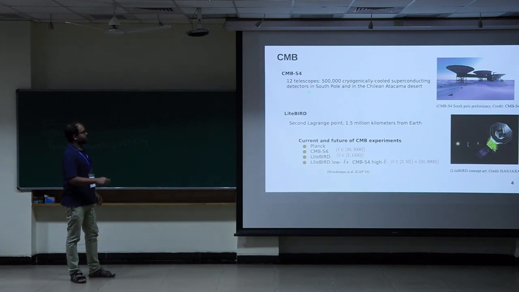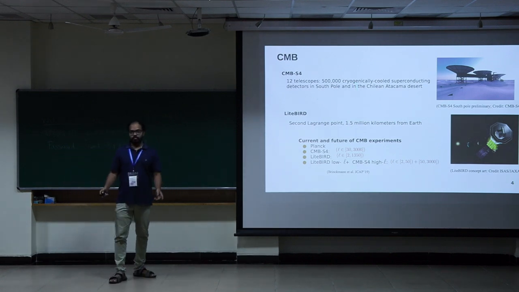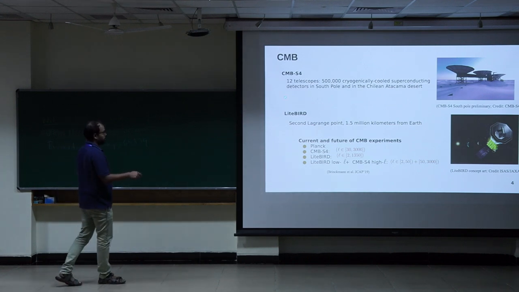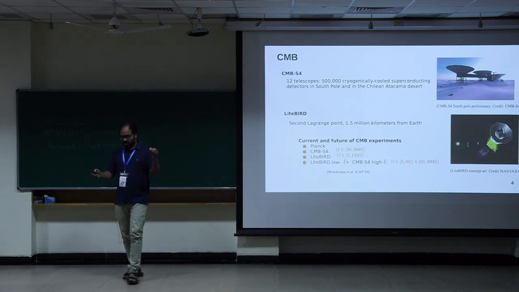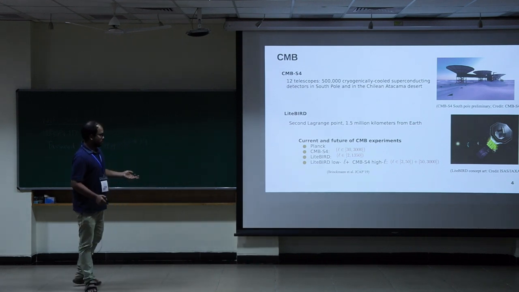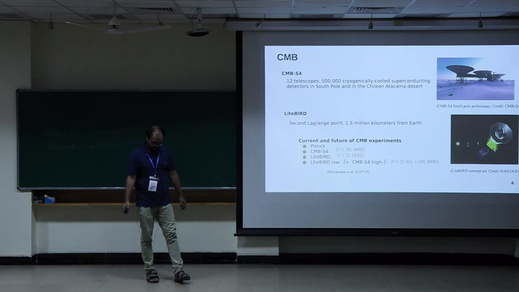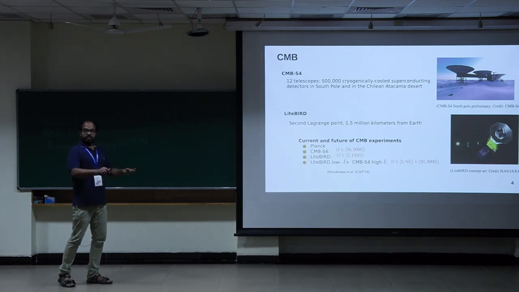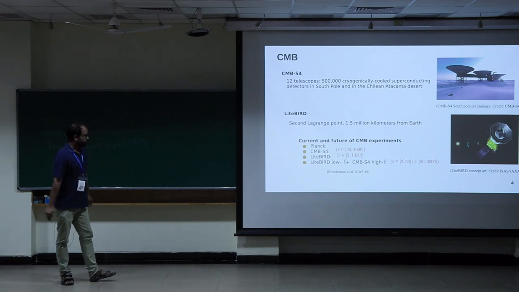And there are two future experiments, which I will mostly focus on. CMB-S4. This is a ground-based CMB observatory based at the South Pole and Chile's Atacama Desert. There are 12 telescopes with 500,000 cryogenically cooled superconducting detectors, and it has excellent temperature and polarization sensitivity. And then you also have LiteBIRD, which is a space-based CMB experiment run by the Japan Space Agency JAXA. Both of them will start collecting data around the end of this decade, 2028, 29.